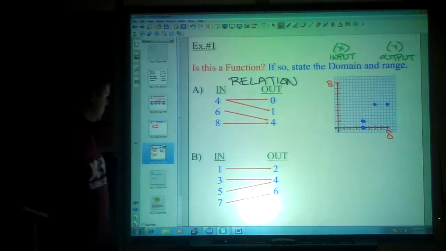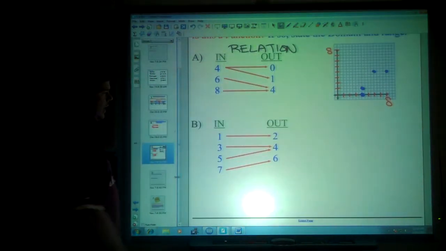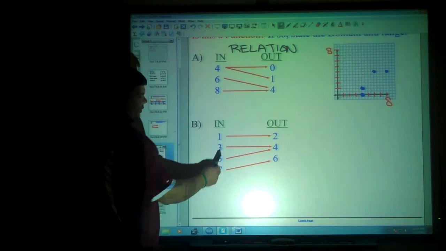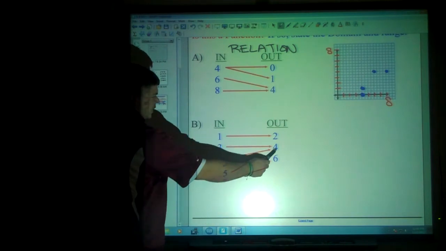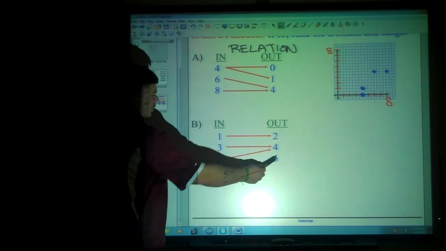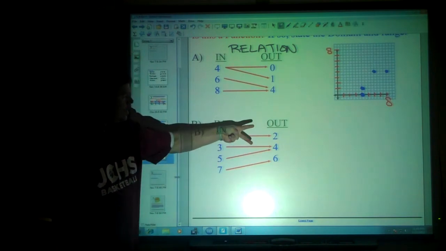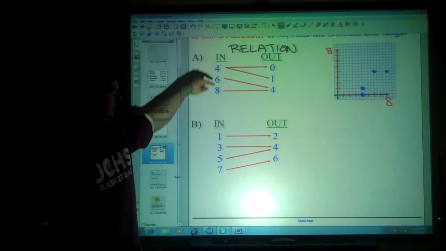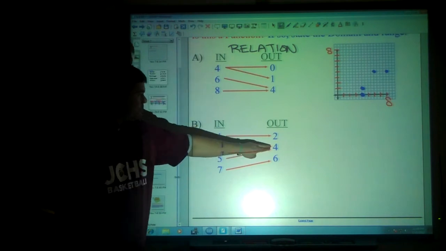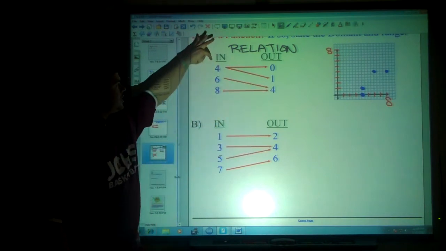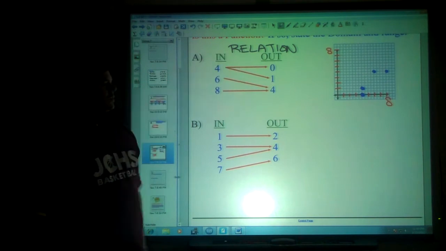Alright, let's look at the next one. Now 1 goes in and it's a 2. Good. 3 goes in and it's a 4. Good. 5 goes in and it's a 4. That's okay. 7 goes in and it's a 6. It never has the input going to 2 different spots like up here. It might have 2 different numbers going to the same spot, but that's okay. It's just the same number going to 2 different spots that's not okay.